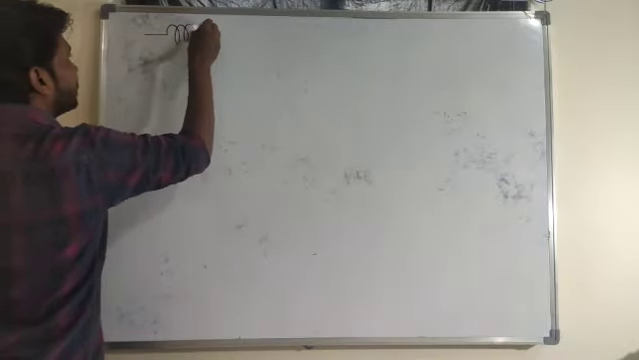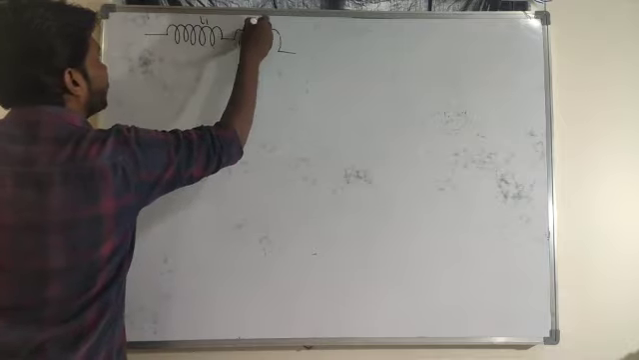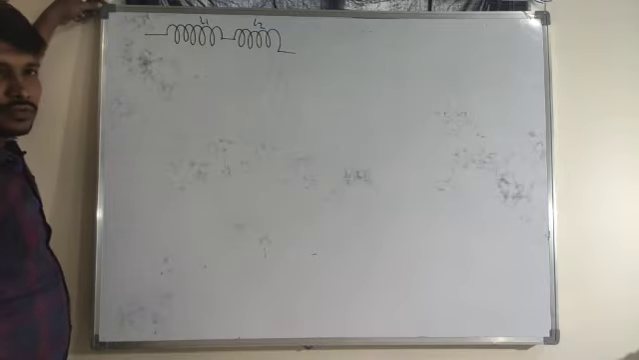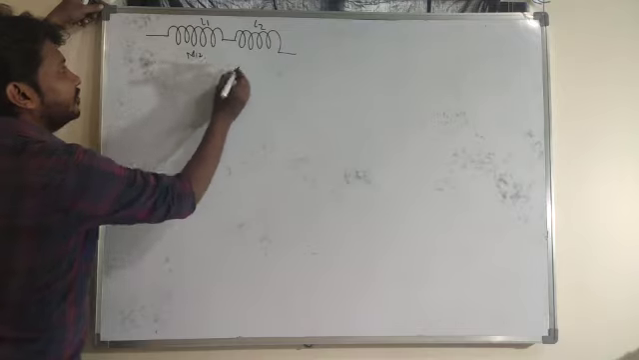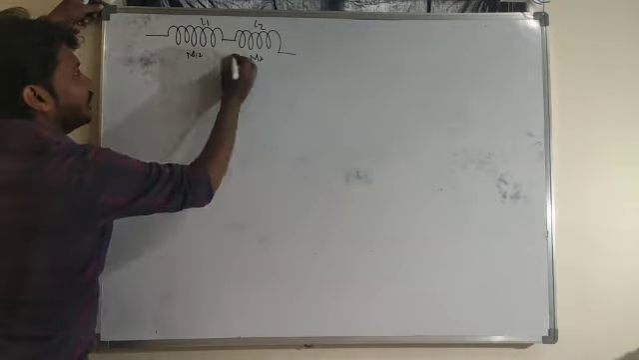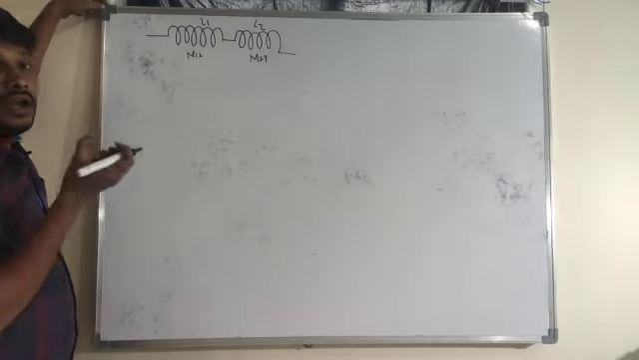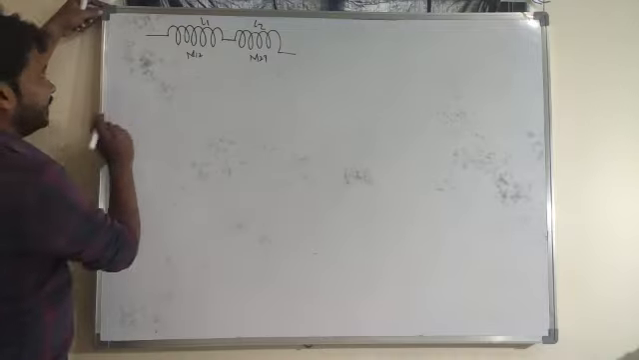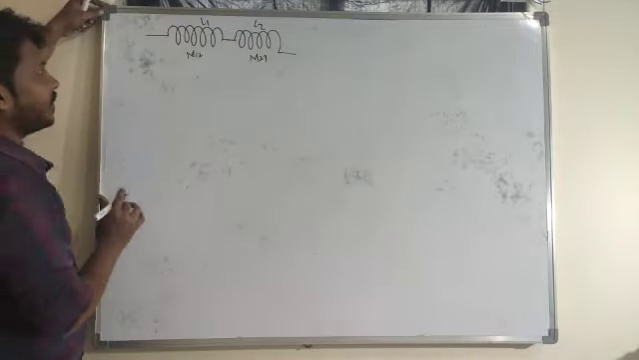So I will consider these two coils here. These two coils have self-inductances L1 and L2, and they have mutual inductances M of 1 to 2 and M of 2 to 1. So in this situation, what will be the effective self-inductance value I need to find out here? So look here. First I will consider that these two coils are in series combination.